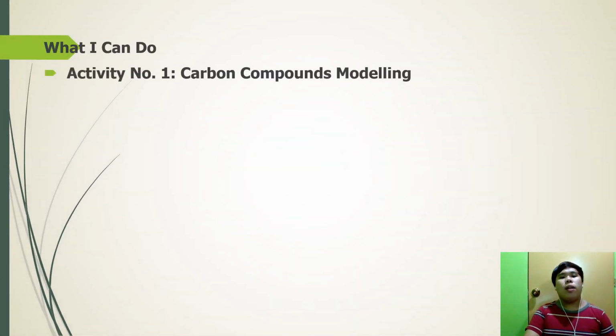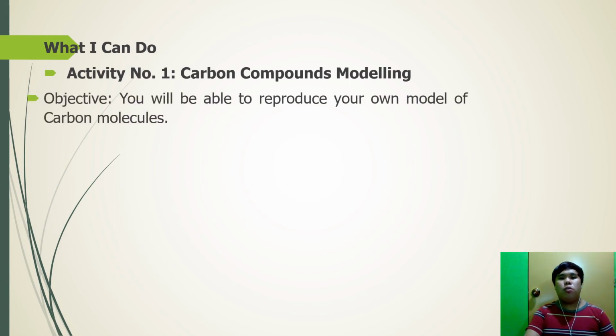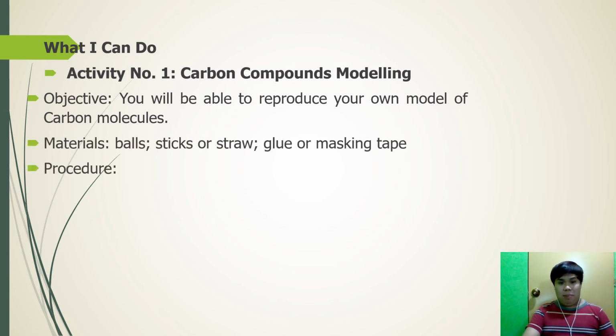To the next part, what I can do. So this is activity number 1, carbon compounds modeling. Objective, you will be able to reproduce your own model of carbon molecules. Materials, you will be using balls, sticks, or straw, glue, or masking tape. So you can use a ping pong ball, you can use a plastic ball, you can use stick, straw, you can use paper that you cut and form into a ball so it is not costly. Be creative, choose your materials to be used. You can use recyclable materials, as long as you can form a ball and stick model of the carbon compound.